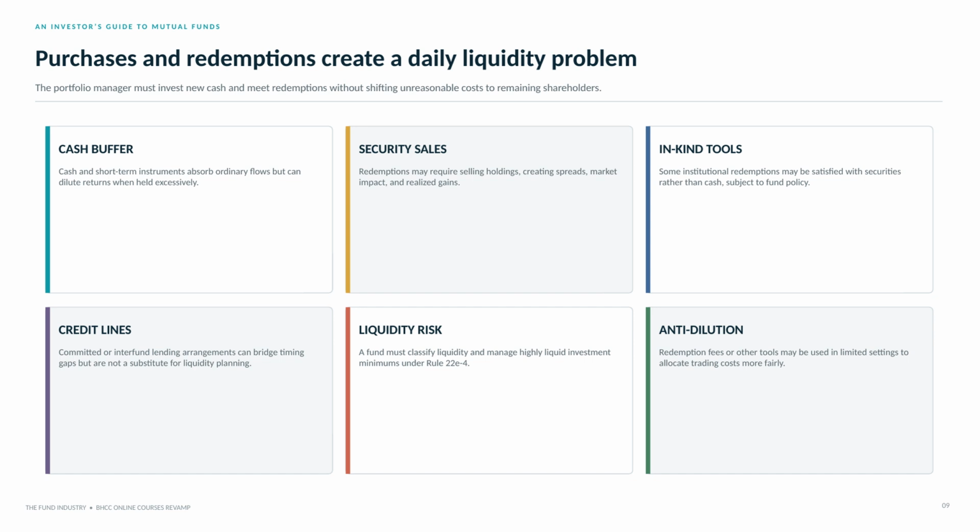Some institutional redemptions may be handled in kind by transferring securities instead of cash, subject to the fund's policies. Credit lines can bridge short timing gaps, but they do not replace sound liquidity planning. Under Rule 22e-4, funds must classify portfolio liquidity and manage their ability to meet redemptions. The operating question is always the same. Who should bear the cost created by a shareholder's decision to leave?